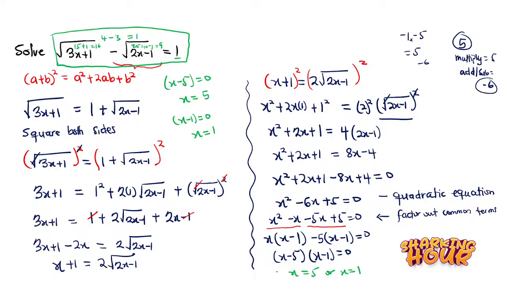The same thing happens if you substitute the value of 1. Here it becomes 3 multiplied by 1, which is 3, plus 1, which is 4, and the root of 4 is 2. Then minus, if I substitute 1, 2 multiplied by 1 is 2, minus 1 is 1, and the root of 1 is 1. So it becomes 2 minus 1, which still gives me 1 as my answer. So you realize that the answers we found, x is equal to 5 or x is equal to 1, are all the same.